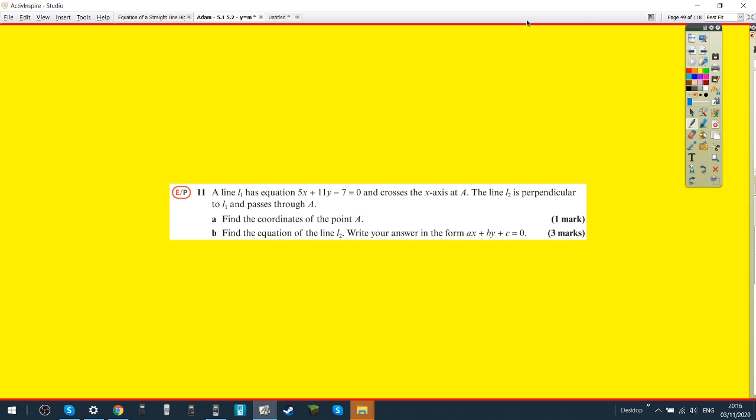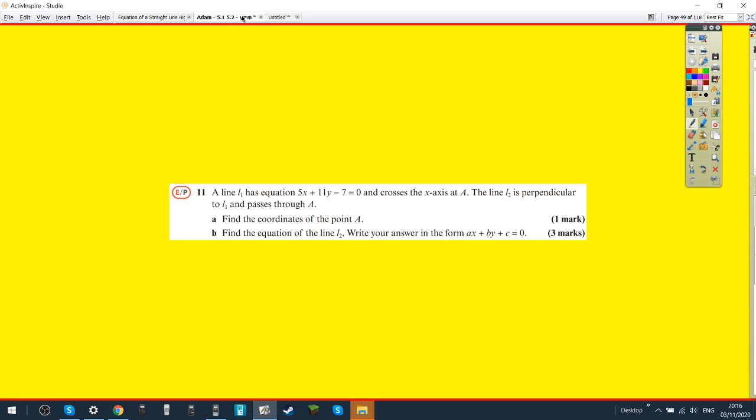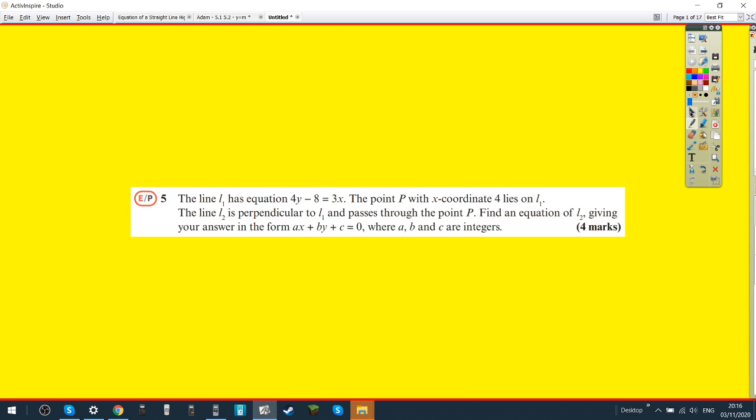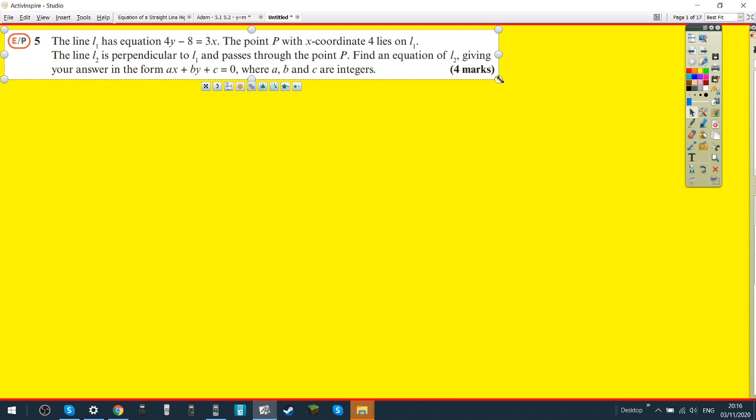So that's question 11. That looks familiar. It's not the same as that. It looks similar. Okay, let's try this one. It's an exam question.